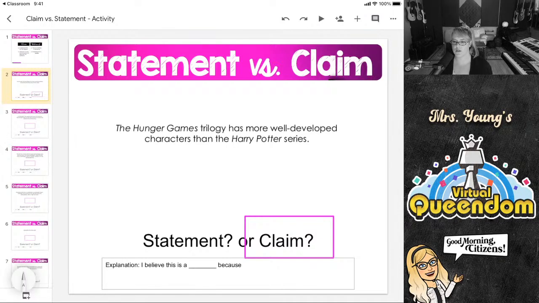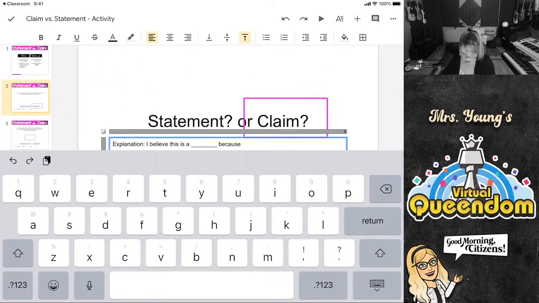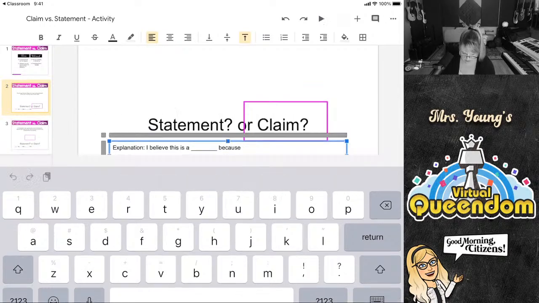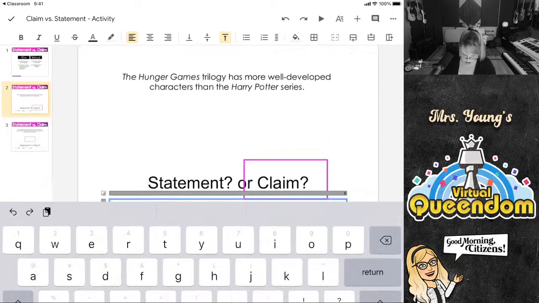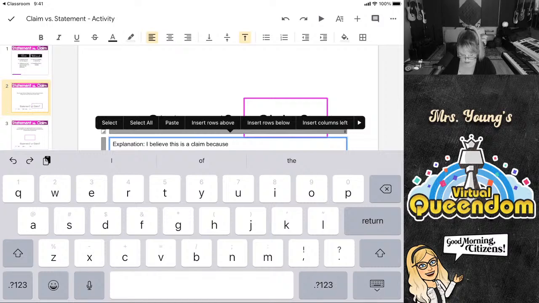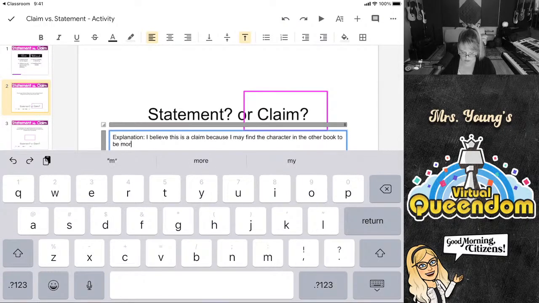Yes, please. It should be relatively quick. All right, and then from here you'll just do, I believe that this is a claim. I believe this is a claim because I may find the characters in the other book to be more well developed.